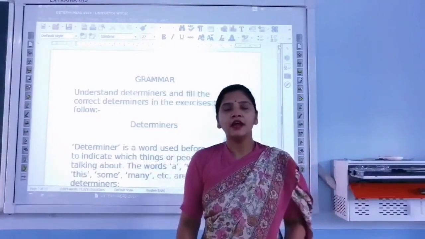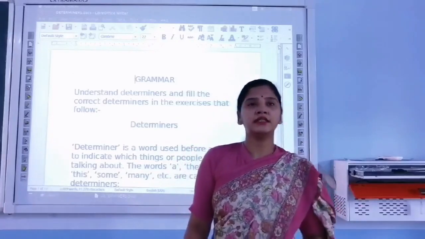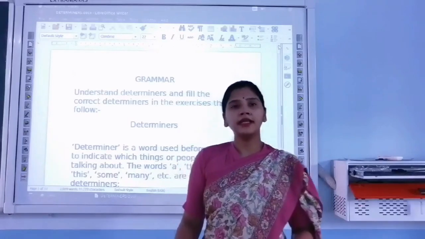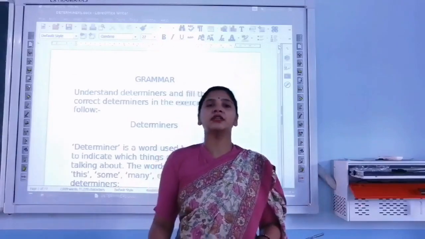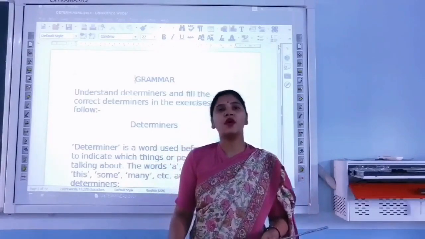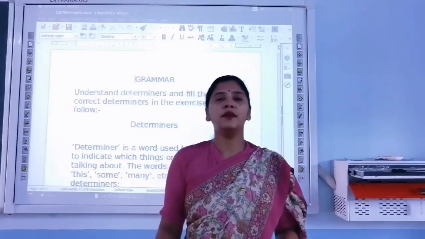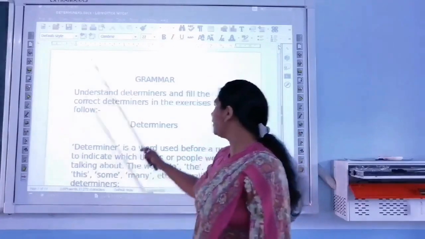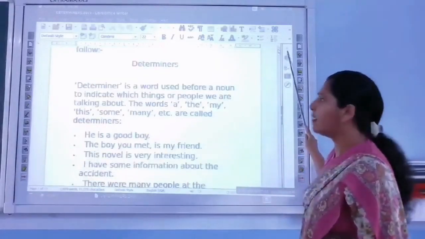Today we are going to learn about determiners. It is a topic of your grammar. By the determiner we are going to learn the correct use of articles or many types of determiners. In this exercise we are going to learn about the deep study of determiners. So first of all we have to start with the definition of determiners.